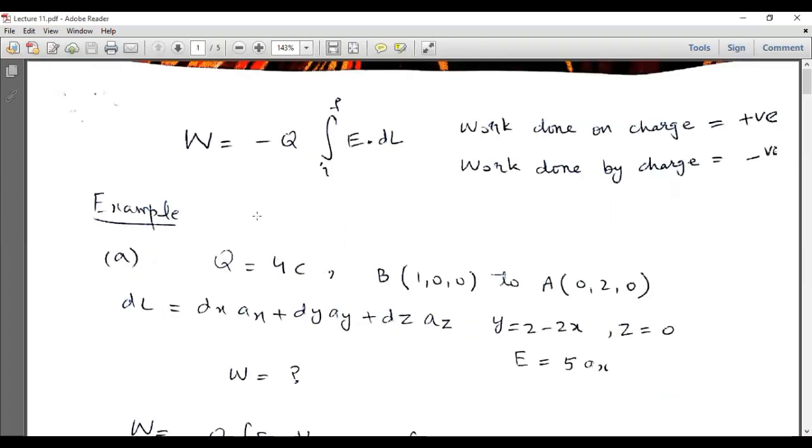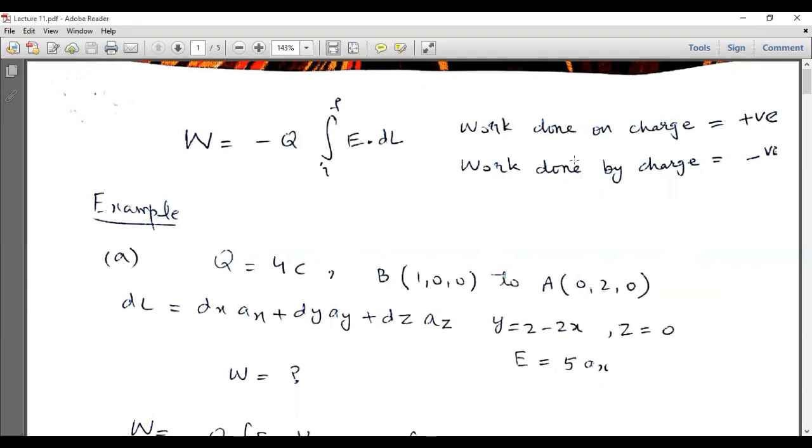And one more thing that I want to inform is that work done is equal to minus Q integral from initial to final position E dot dl. So whenever we solve this integral to solve any example or a numerical problem, we will come to know that work done on a charge will always be positive, and if the work is done by the charge, the final expression will be evaluated as negative. So if the final answer of work is evaluated as positive, it means the work is done on the charge, and if the final answer of work is evaluated as negative, it means work is done by the charge.